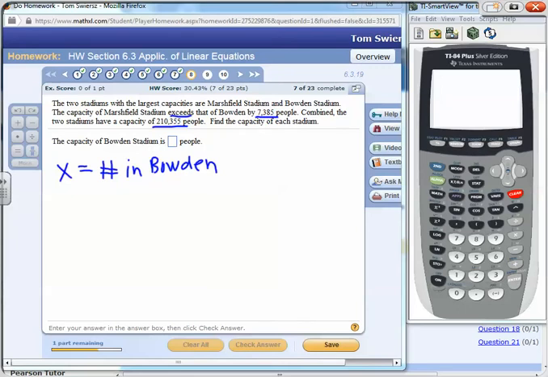Marshfield exceeds Bowden by 7,385. So the number of people in Marshfield is going to be whatever's in Bowden, which is X, we don't know. And exceeds means more, so we're going to add on 7,385. That's how many could be in Marshfield: whatever's in Bowden, which is X, plus an extra 7,385 because it exceeds.